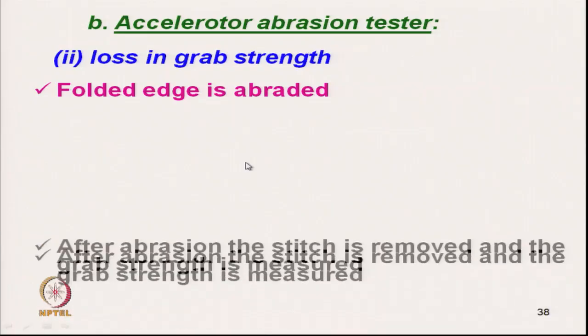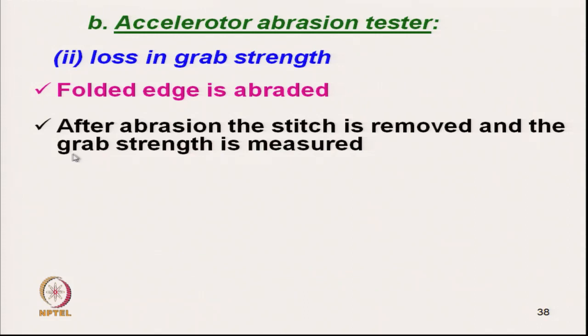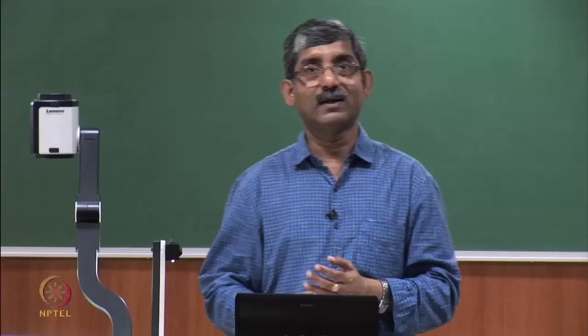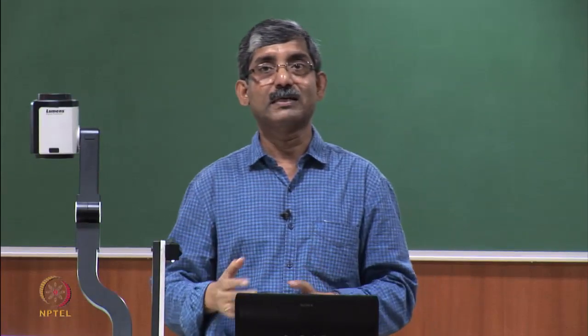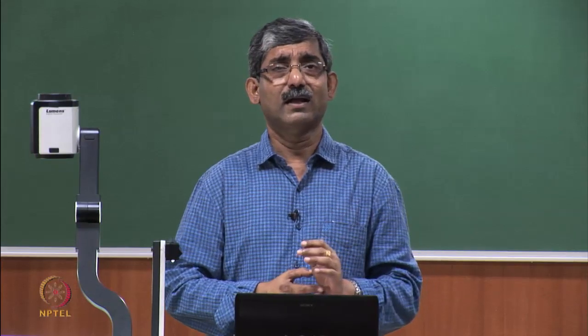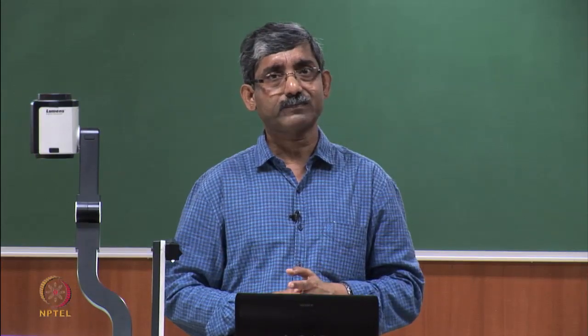So, the folded edge is abraded, and after abrasion the stitch is removed and the grab strength is measured and compared with the sample without abrasion. Then we can calculate the percentage loss in abrasion. So, these are the ways we can evaluate the abrasion.